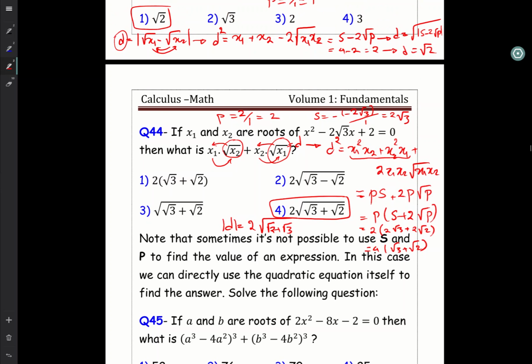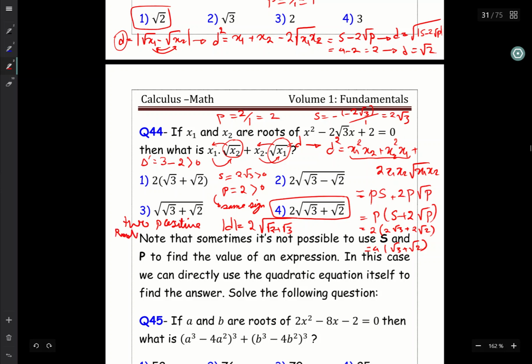But we can quickly check. So we know that the sum is positive and the product is positive as well, right? And if we check delta quickly, or delta prime is 3 minus 2, which is positive. So we have two real numbers. They have the same sign, they're either both positive or both negative, and the sum positive, we have two real positive roots, right? Because the sum is positive, the product is positive, and both roots are real.